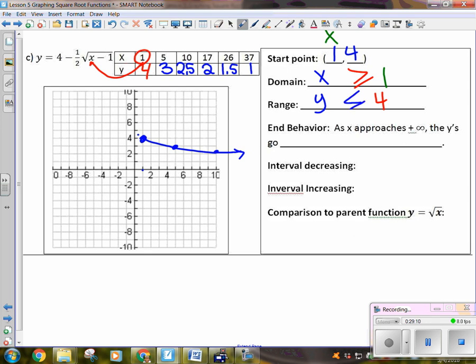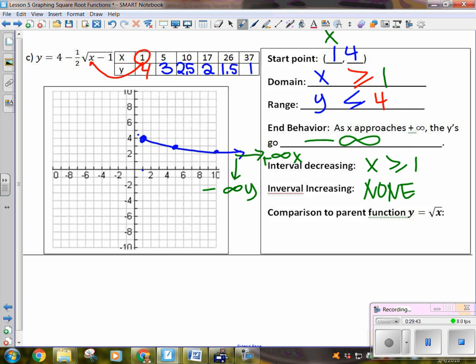Okay. As x approaches positive infinity, so as x gets bigger and bigger and bigger, the y's go where? So remember, these go to positive infinity in x, but they go what? Negative infinity in the y. So they go toward negative infinity. Does this graph have an interval over which it decreases? It always decreases. So from every x greater than or equal to 1, it's decreasing. It has no interval over which it is increasing.